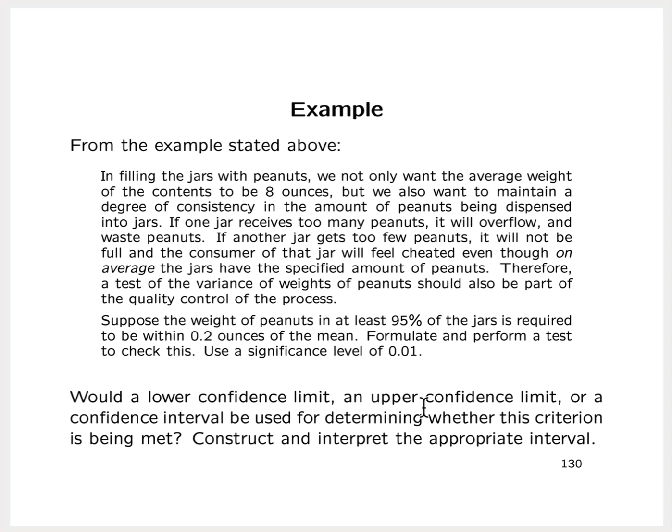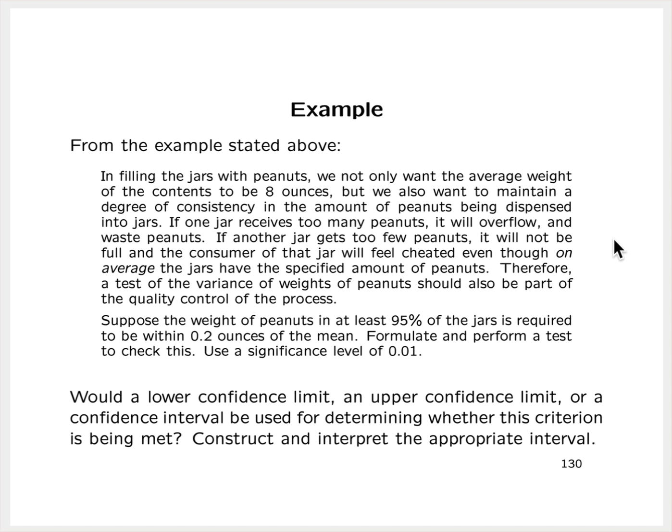Now let's take a look at an example. Again, looking at this example where we are filling jars with peanuts. In filling the jars with peanuts, we not only want the average weight of the contents to be 8 ounces, but we also want to maintain a degree of consistency in the amount of peanuts being dispensed into jars. If one jar receives too many peanuts, it will overflow and waste peanuts.